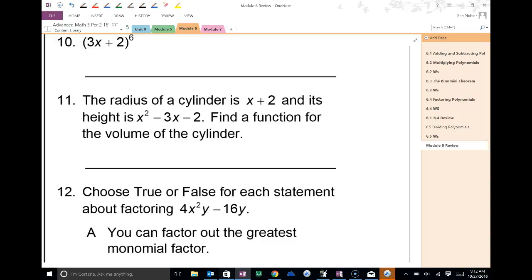Alright, 11. The radius of a cylinder is x plus 2 and its height is that. Find a function for the volume of the cylinder. Ooh.